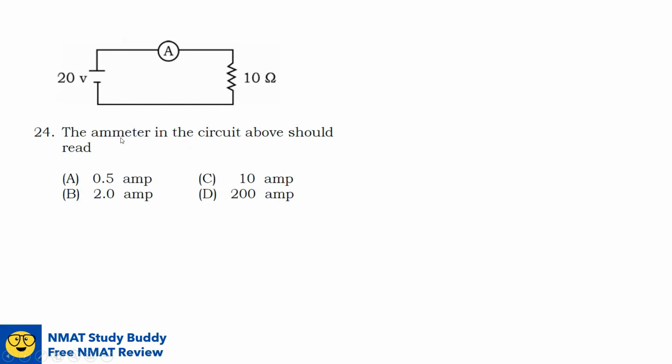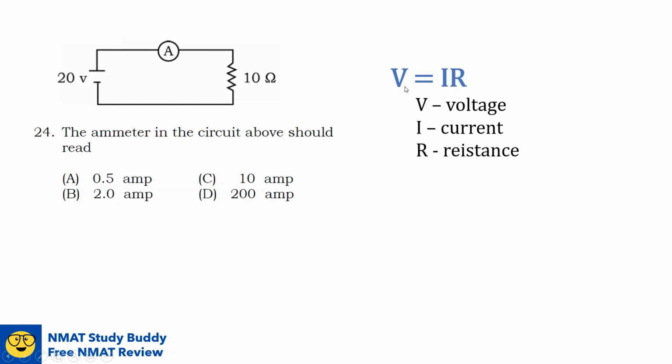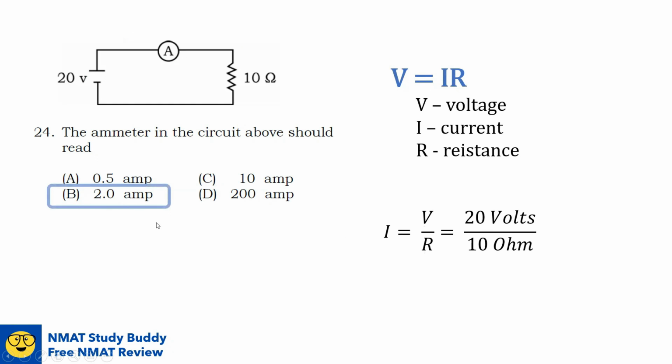Number 24, the ammeter in the circuit above should read... So, yung ammeter, siya yung nagme-measure ng current dun sa device or sa circuit. Meron tayong 20 volts and meron tayong 10 ohms na resistance. So, yung formula for this one is voltage is equal to current times resistance or V = IR. So, manipulating this one will give us current is equal to voltage over R or yung resistance. So, 20 volts over 10 ohms. So, yung answer dito is letter B, 2.0 ampere.